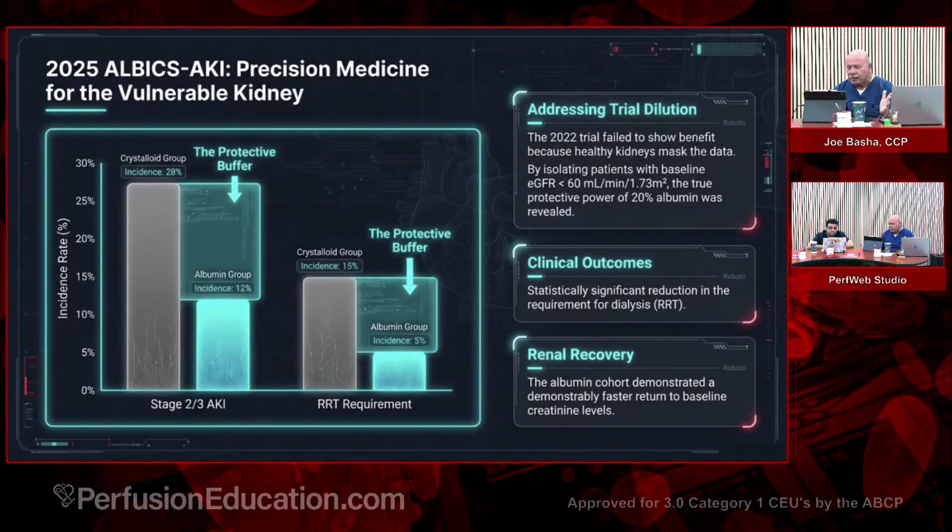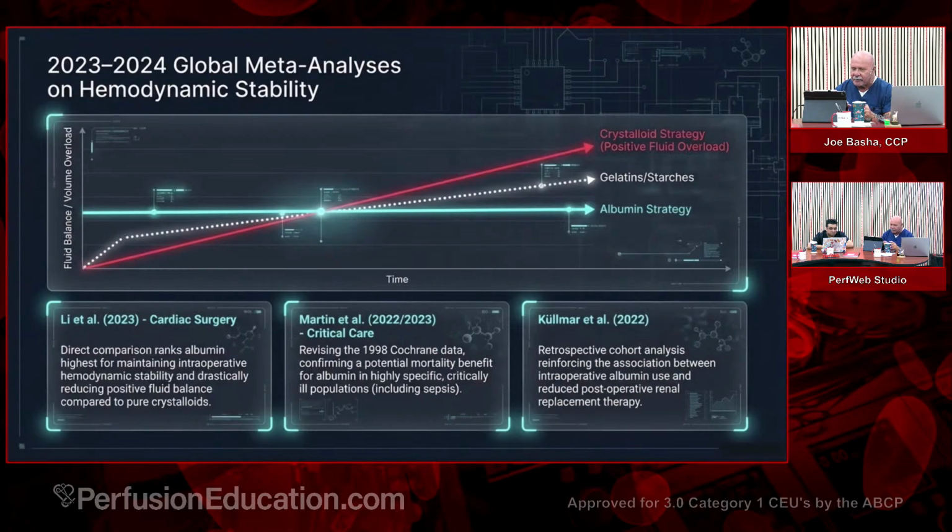If you look at the kidneys, of course, we keep talking about the kidneys, but in 2022, the trial failed to show a benefit because healthy kidneys masked the data. Right. By isolating patients, they're getting rid of their volume. Exactly. Statistically significant reduction in the requirement for dialysis with the albumin group when subset, and renal recovery. The albumin cohort demonstrated a demonstrably faster return to baseline creatinine levels when the albumin was treated in the subset of vulnerable patients. And we have to make sure we're clear on that.